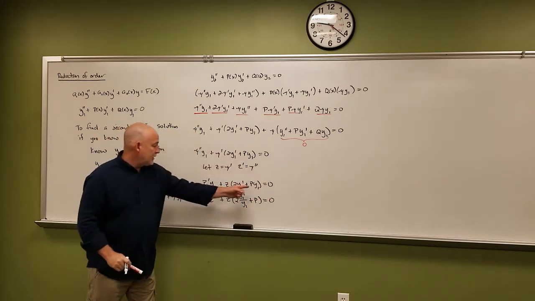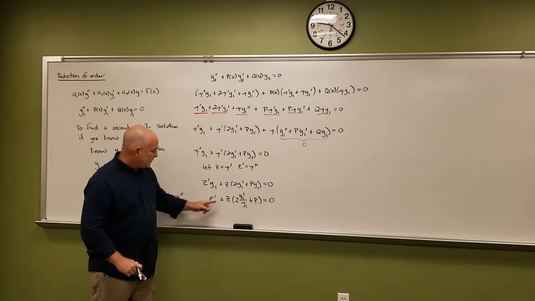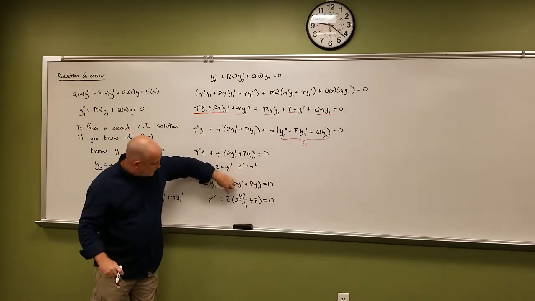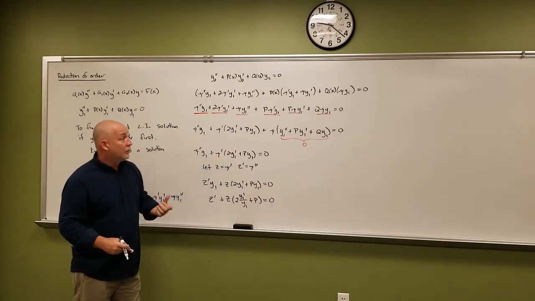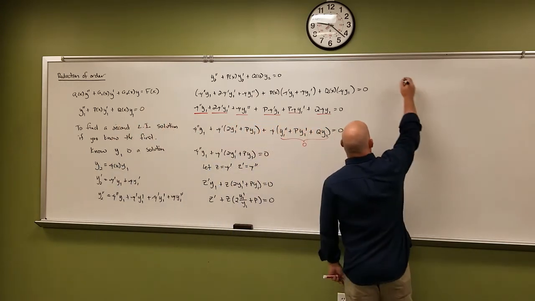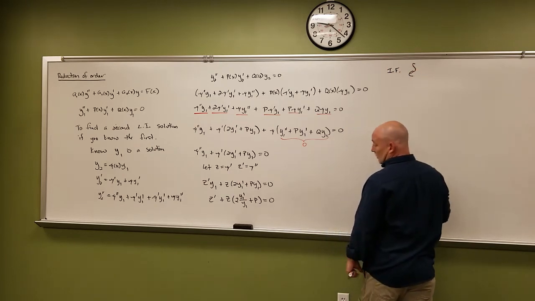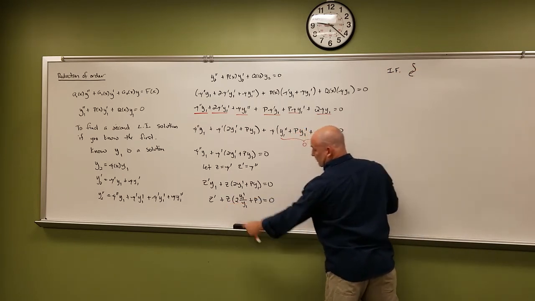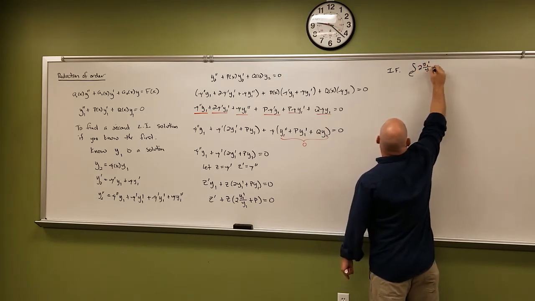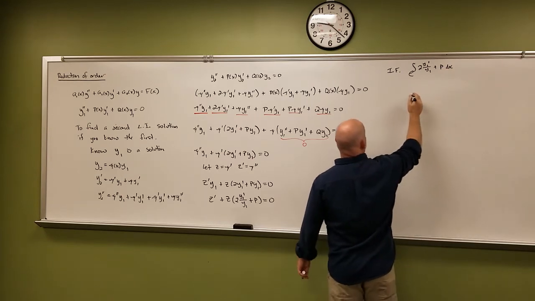All right, so I divided everything by y1. I know it's a little confusing, but this is like our y prime plus p of x y equals 0. So we can use an integrating factor for this. My integrating factor is e to the integral of whatever's in front of the dependent variable. So this is 2y1 prime over y1 plus p of x dx.